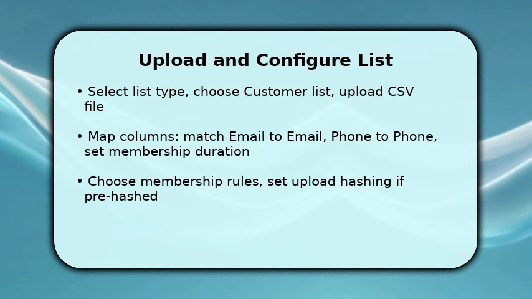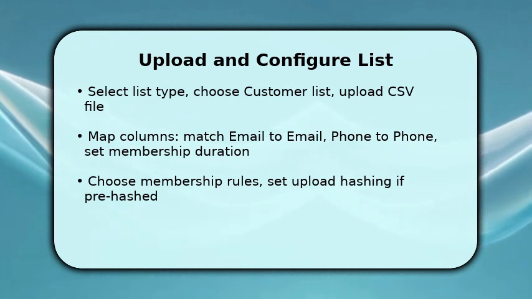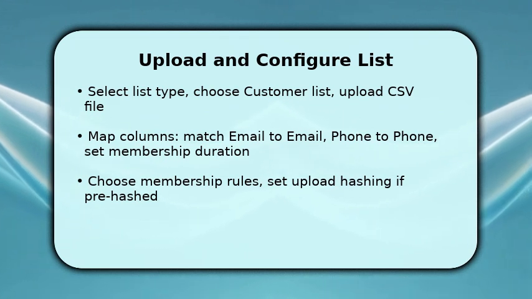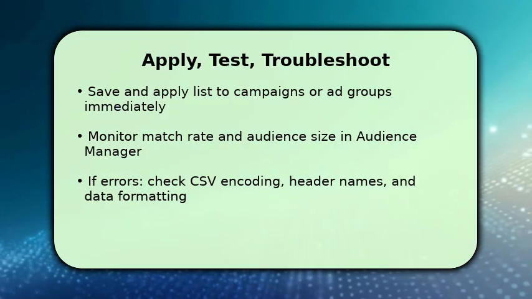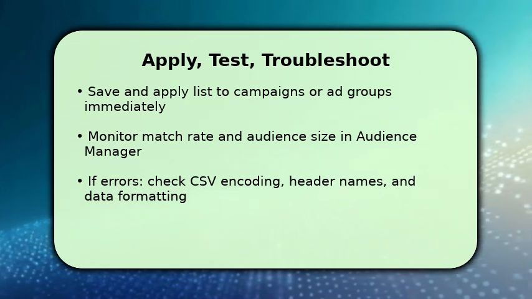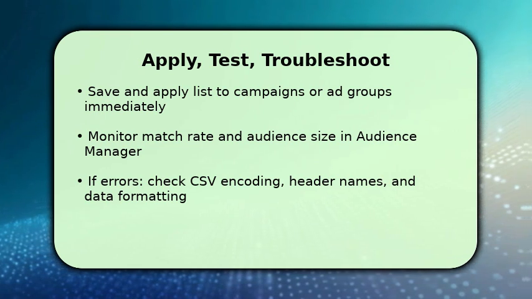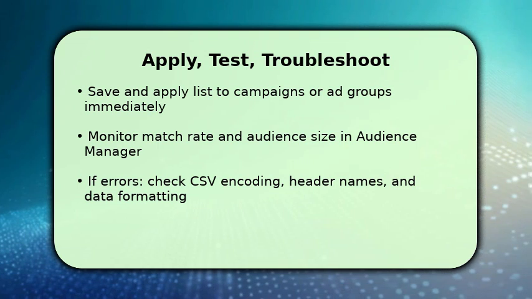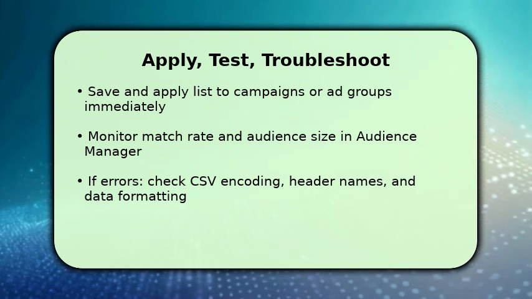These choices affect who sees your ads and for how long, so pick settings aligned with conversion windows and privacy needs. Finish by applying the list to the campaign or ad group and monitoring results. That's how you measure success. Once applied, wait for Google to process the list. This can take a few hours, and then check the match rate and audience size in Audience Manager.